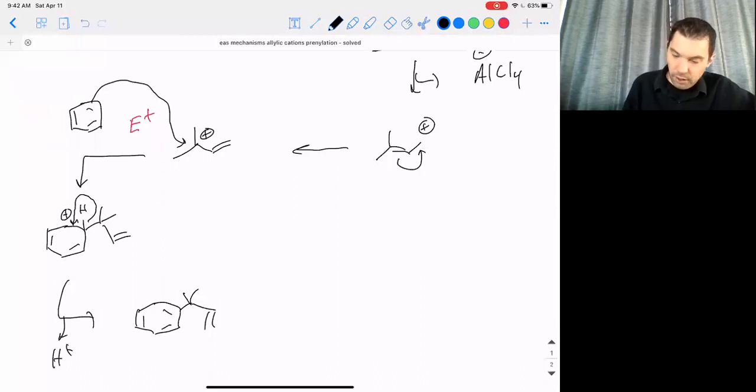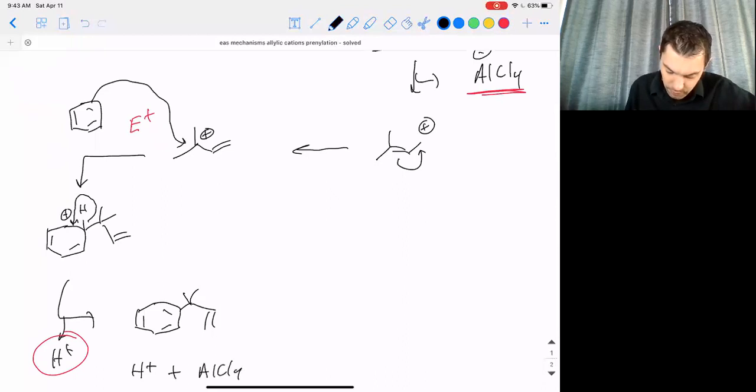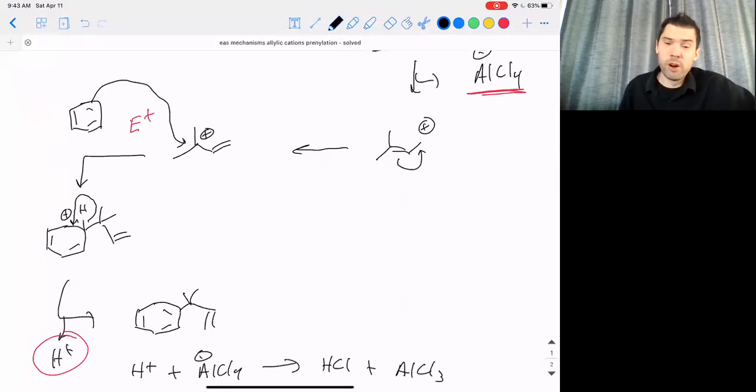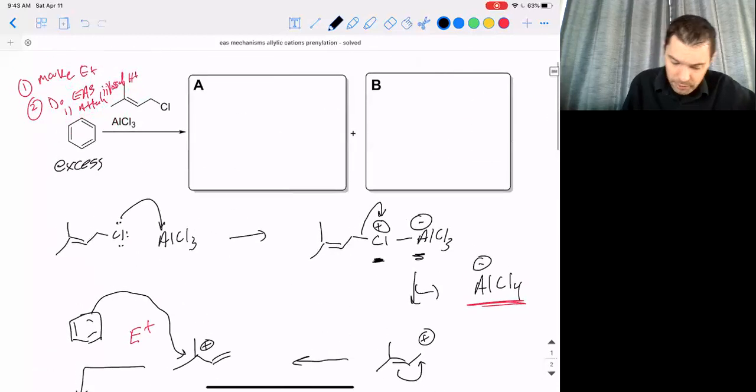For those of you that are a little bit nervous with H plus coming off in the vacuum, just remember that typically we're not actually going to have H plus fall off. It will be pulled off by something, and the something that's most likely to pull it off is this aluminum trichloride. So overall, we'll take H plus and our AlCl4 anion, and that'll generate some HCl plus some more aluminum trichloride. So overall, that does balance out. So let's go ahead and put that one up here in the box.